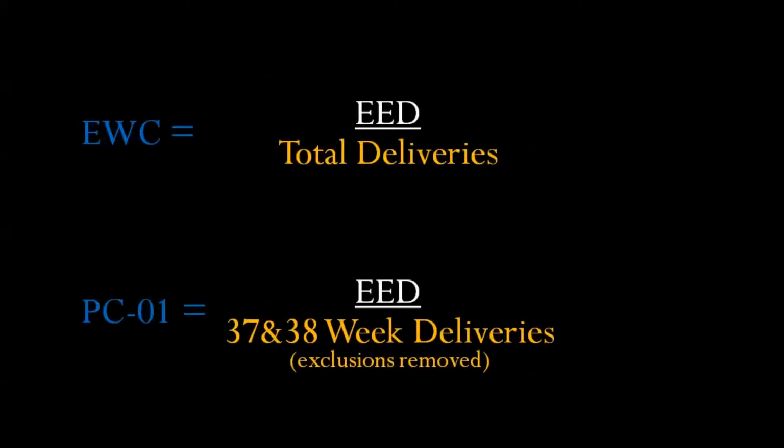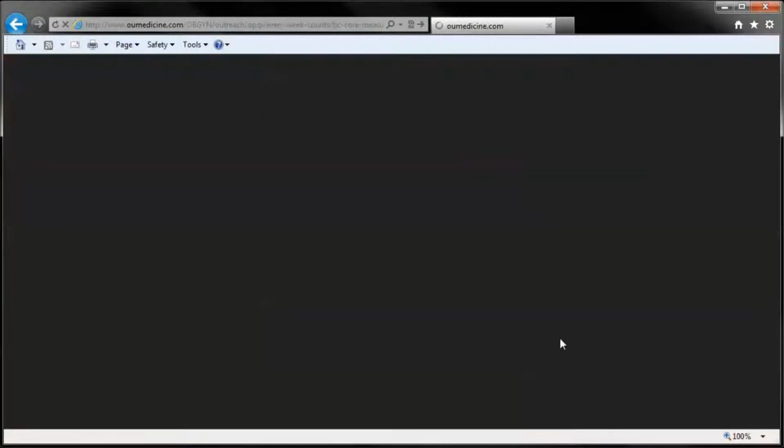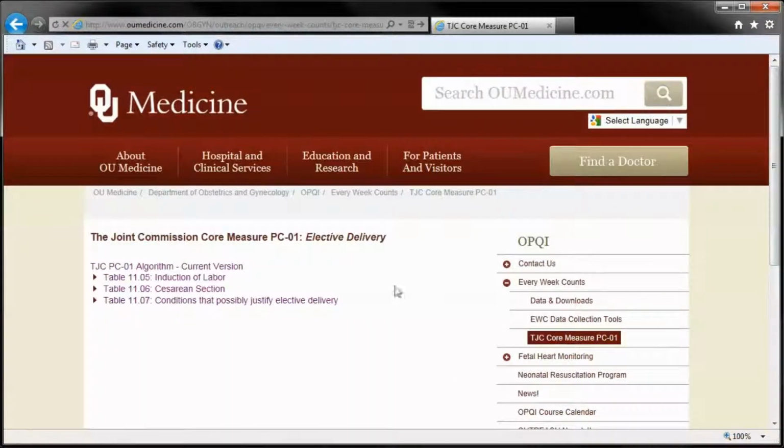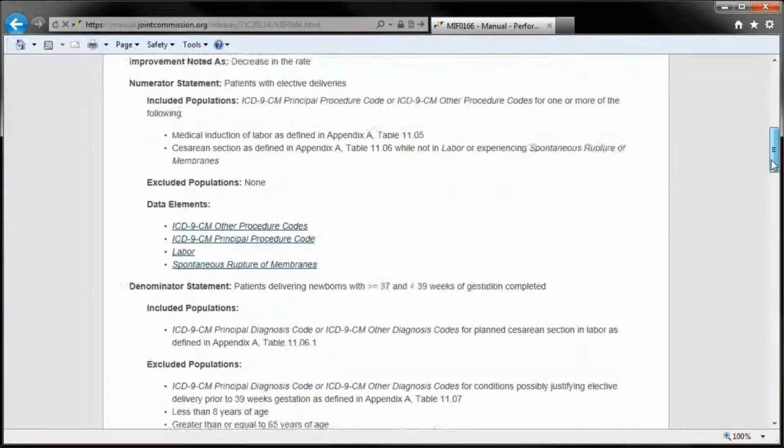For more information about the PC01 measure, you can find the link on the Every Week Counts webpage and click on the TJC Core Measure PC01 link. There you'll find links to the actual Joint Commission algorithm and more information about the measure set.